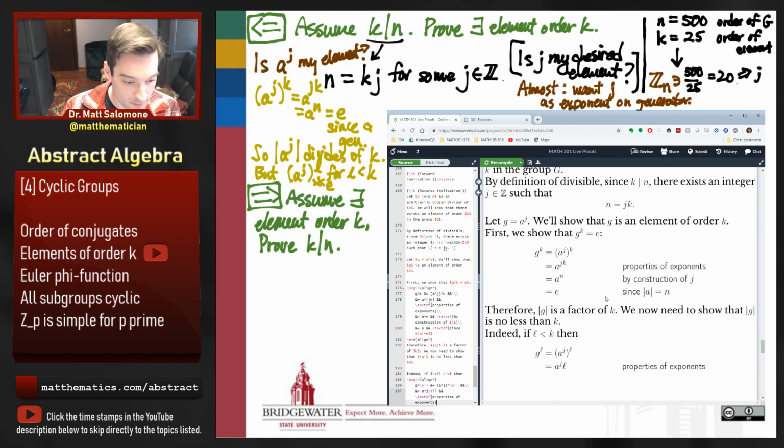Get us caught up here. If l is less than k, then g to the power l is a to the power jl. Whoops, need to get that l back up into the exponent. Don't want to be confusing. There we go. It's equal to a to the power jl. But we also know that jl is going to be less than jk.